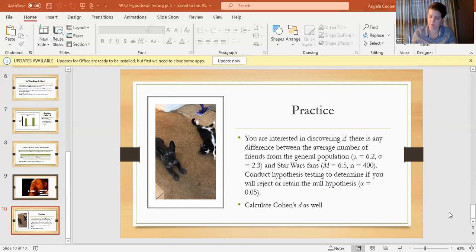And that's 2.3, which was our standard deviation of the population, divided by the square root of 400, which was our sample size. So let's do that. So 2.3 divided by the square root of 400. That gives us 0.115. You can round that to 0.12 if you're so inclined, and I'm going to. So now we have our standard error.